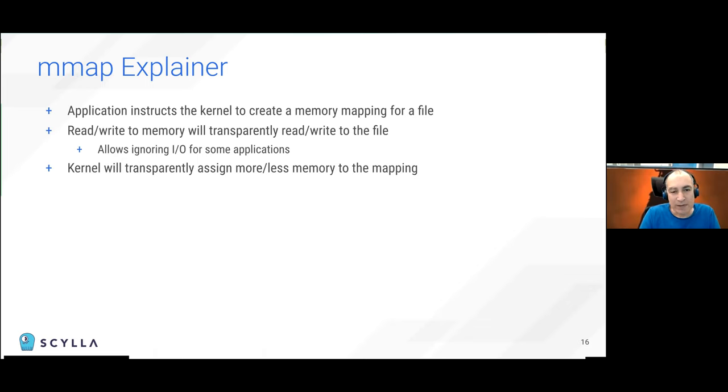The amount of memory that's assigned to the mapping will also be transparently managed. So the kernel can decide to assign a lot of memory to the mapping in order to make it faster at the expense of more memory, or it can assign less memory to the mapping, which will make it slower, but it will allow moving memory to other applications. And usually the kernel is quite good at finding out what to do in this case. And in many cases, you can just ignore the fact that you're doing IO here. You're just treating it as if you're working with memory, and the kernel just takes care of everything. So this is pretty nice.